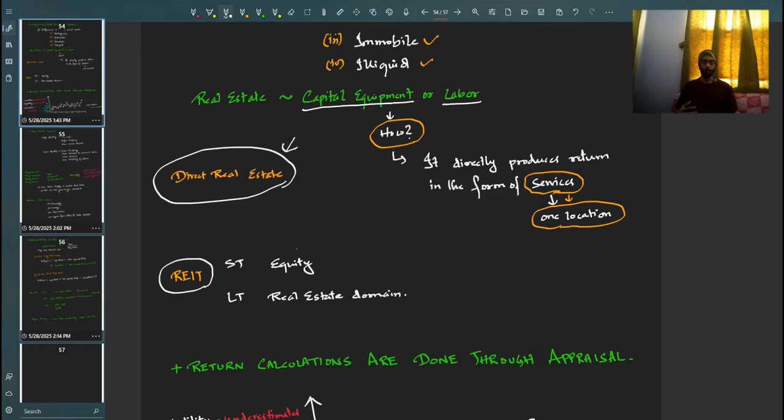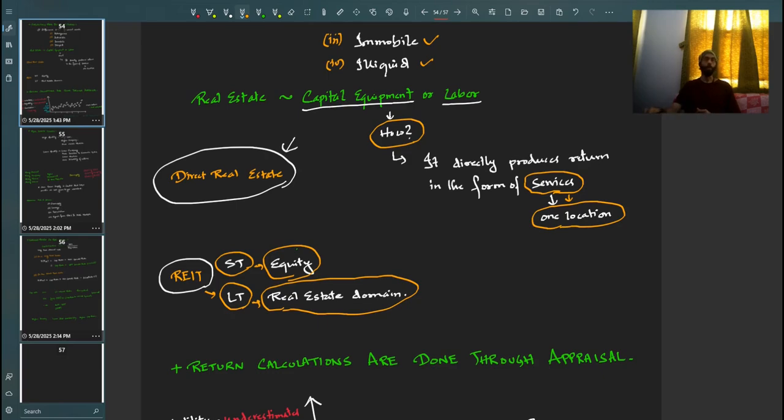So these are REITs. In the short term, they tend to behave like equities, right? But in the long term, the valuations, the prices, the returns tend to align with the direct real estate investment itself, right? So in the short term, they tend to have correlation with equity. In the long term, however, they are very much parallel with the real estate valuations and pricing fluctuations and whatnot, right?